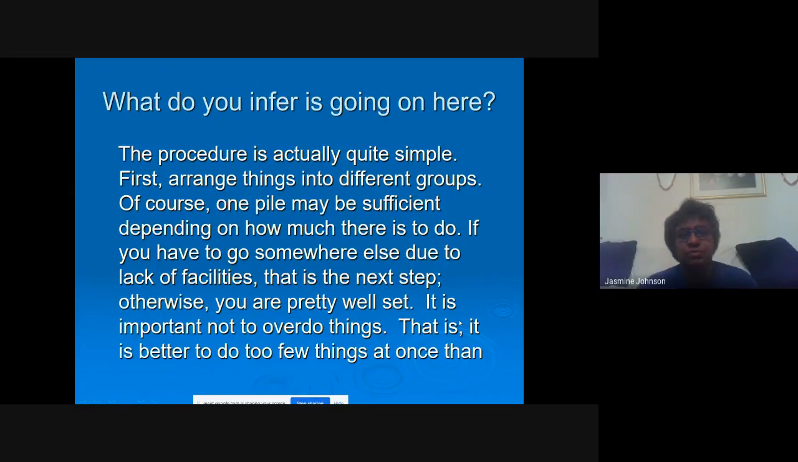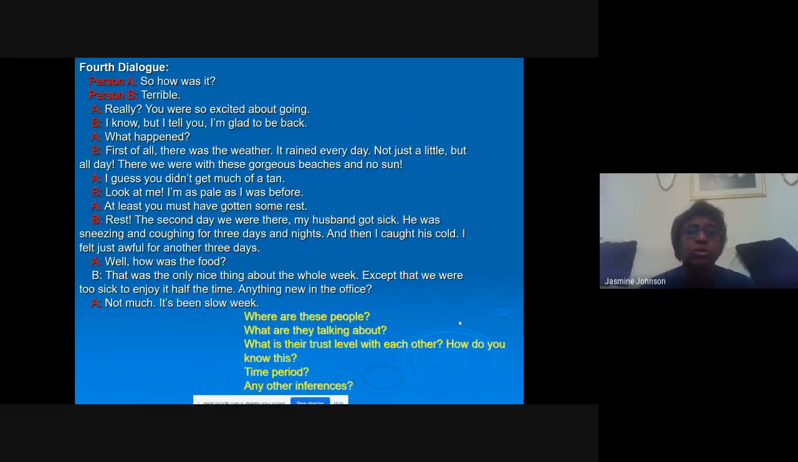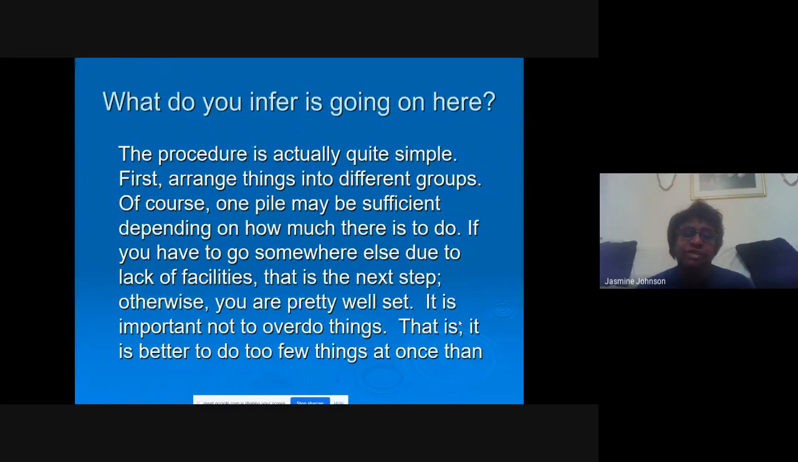All right. So here's another one. So right now we're going to infer what's going on here. It's a little bit longer, but we have about a paragraph that we're going to read and we're going to see what we can figure out.